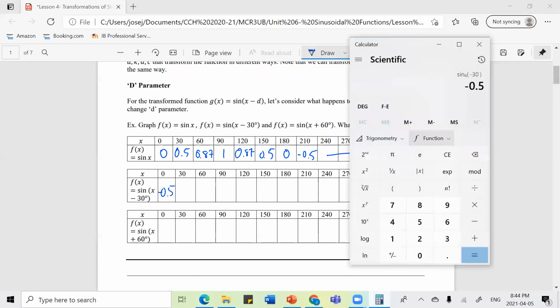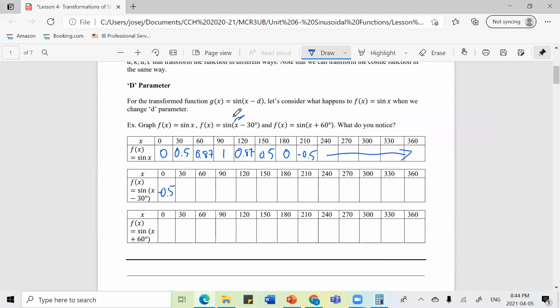Now we follow the exact same step. We're going to take 30 minus 30. So we take 30 and we simply sub it into this function here. For this one right here, I hope everyone's clear on this: what I'm doing is taking the x value and substituting it into this function. So obviously 0 minus 30 was negative 30, and then I take 30 minus 30, that's sine of 0.